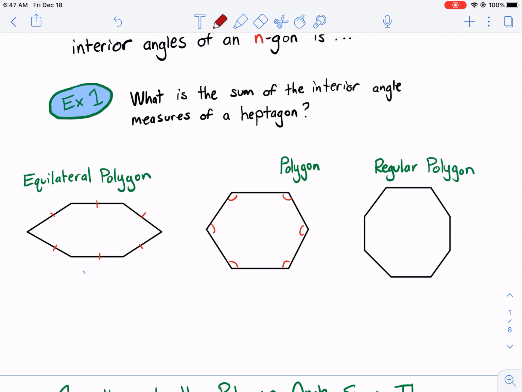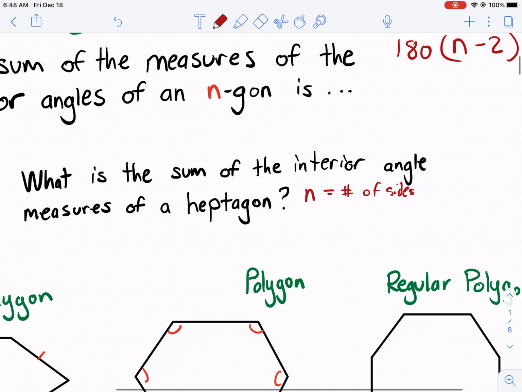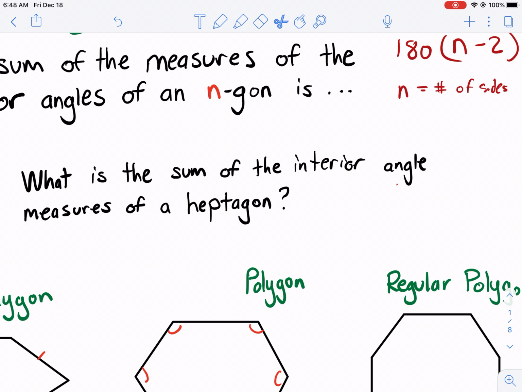Okay, so we're going to go ahead and apply it. What is the sum of the interior angle measures of a heptagon? A heptagon is 7 sides, I believe. I actually have to double check that. I'm pretty sure it's 7 sides. So what we have to do here is find what n represents. n is always the number of sides. So maybe I should write that: n equals the number of sides. I didn't even talk about that, did I?